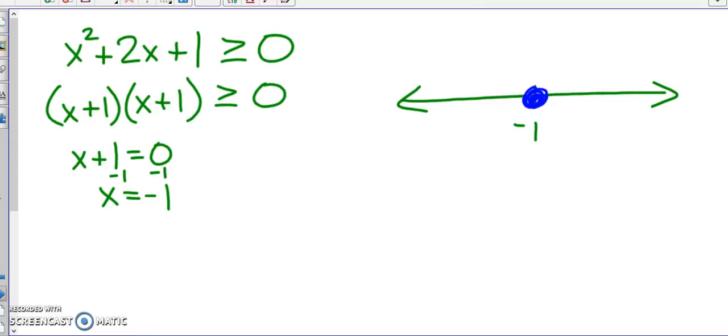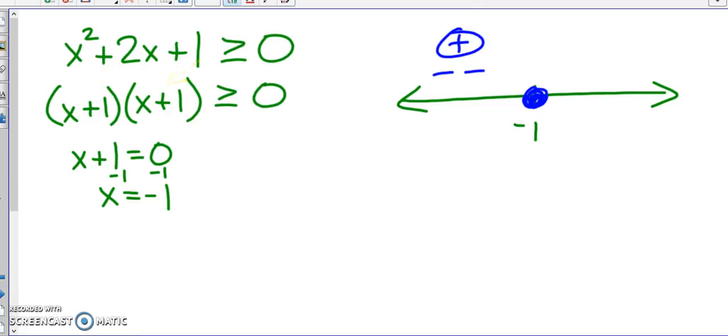So if I test the region on the left, I pick a point that's smaller than negative 1, say negative 2. I'm going to plug into this one. You can plug negative 2 into that one and test the same thing. So, negative 2 plus 1 is negative. Negative 2 plus 1 is negative. Negative times negative is positive.